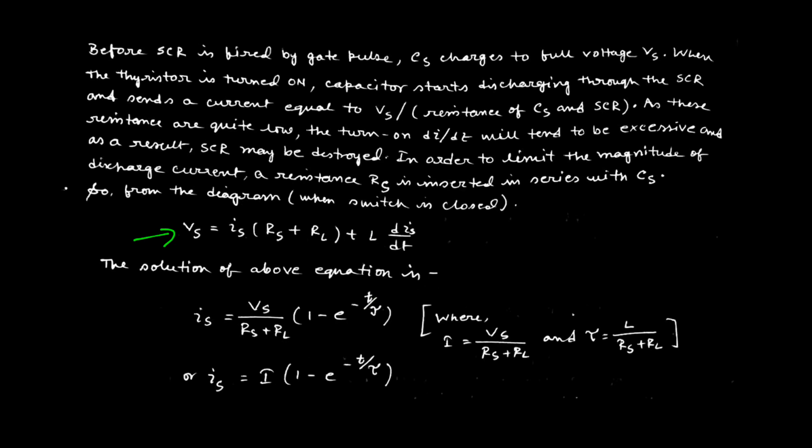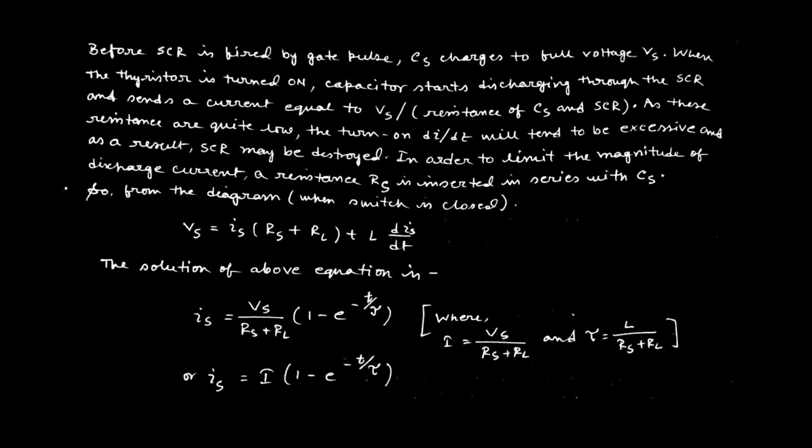So the solution of the above equation is Is equal to Vs by (Rs plus RL) into (1 minus e to the power minus t by tau), where I equals Vs by (Rs plus RL) and tau equals L by (Rs plus RL). By using this Laplace formula, we can easily find out Is. After simplification, we can write Is equal to I into (1 minus e to the power minus t by tau). And we assume these two things.